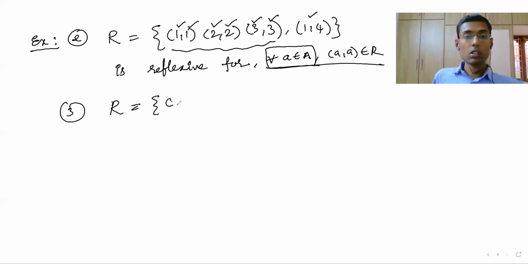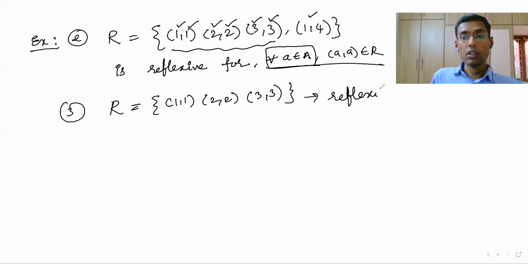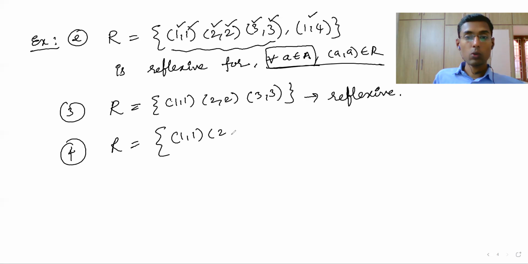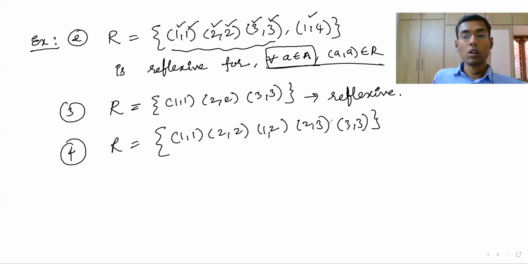Yes, sir. So this is now (1,1), (2,2), (3,3). So this is definitely reflexive. That is also reflexive, definitely reflexive. Right? Yes, sir. I think now you are clear. (1,1), (2,2), (1,2), (2,3) and (3,3). Is it reflexive or not? It is reflexive. Reflexive, simple. Yes, sir.